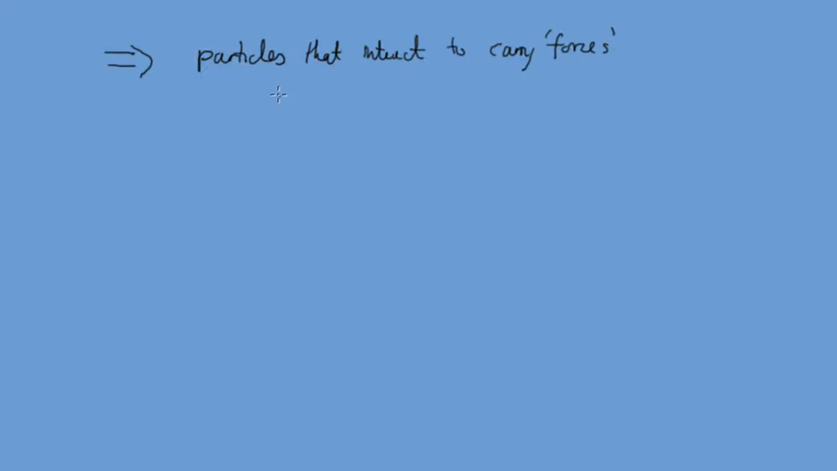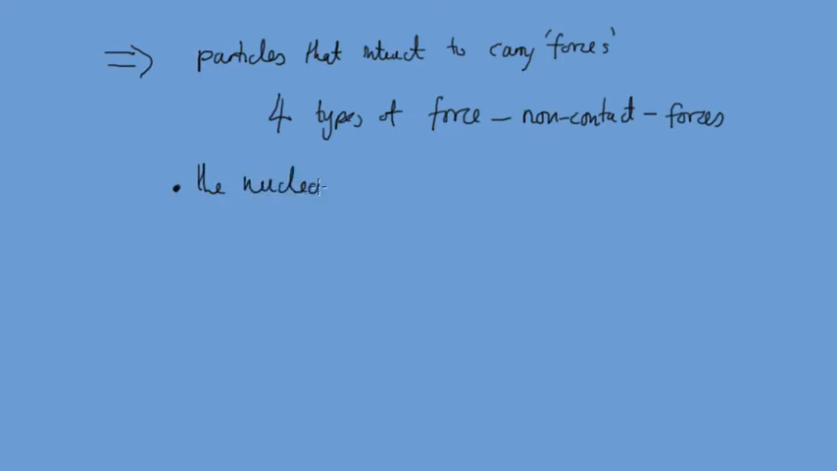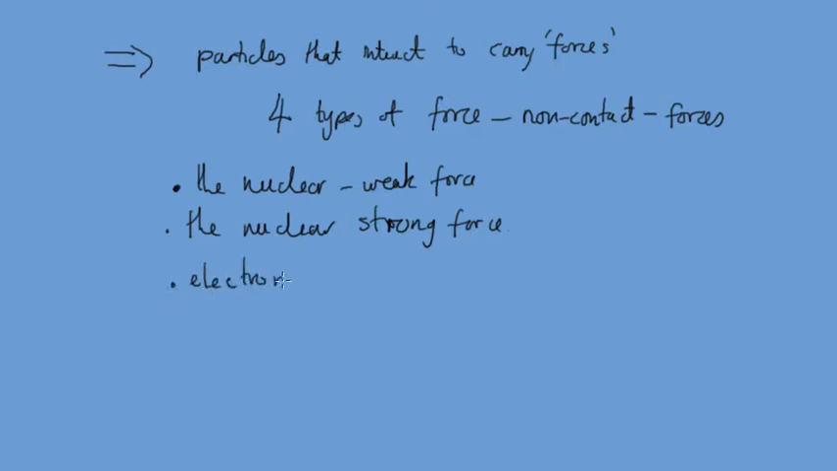Now the Standard Model has 4 types of non-contact forces. So forces that act over a distance where there's no contact happening between them, where the particles aren't crashing, smashing together, and then coming apart. So these 4 forces are called the nuclear weak force, the nuclear strong force, electromagnetism, and gravitation.